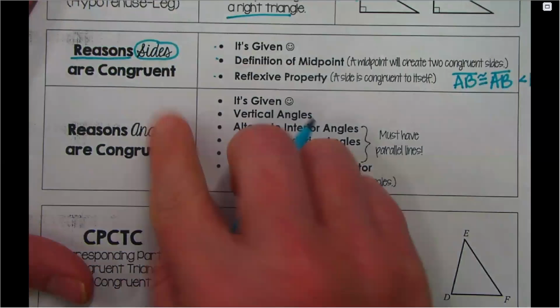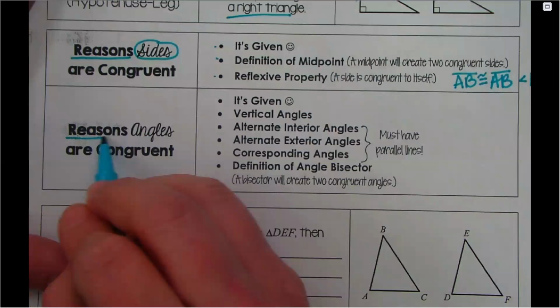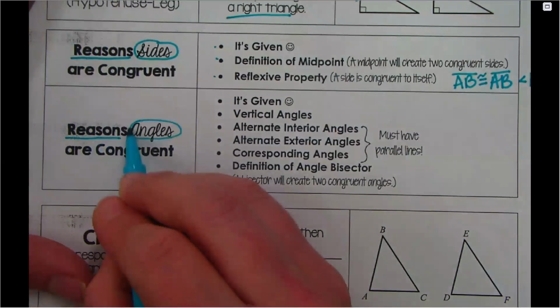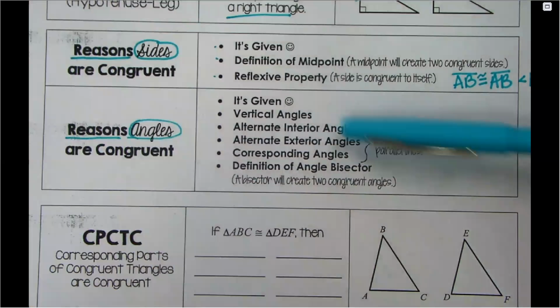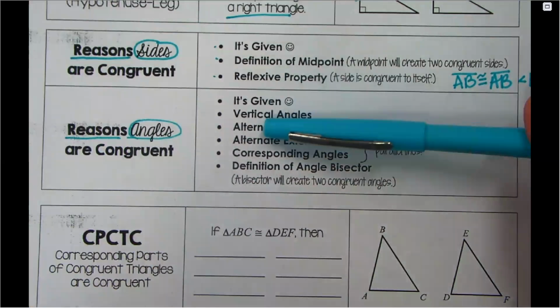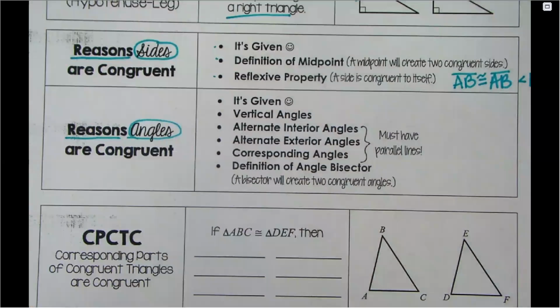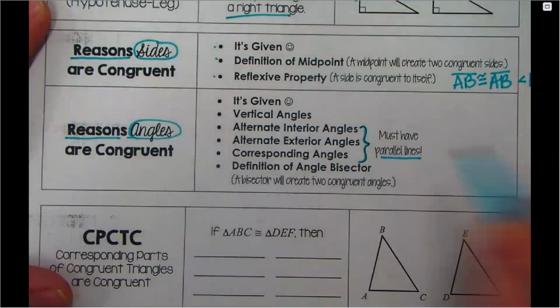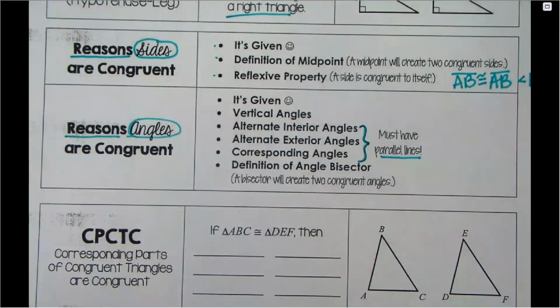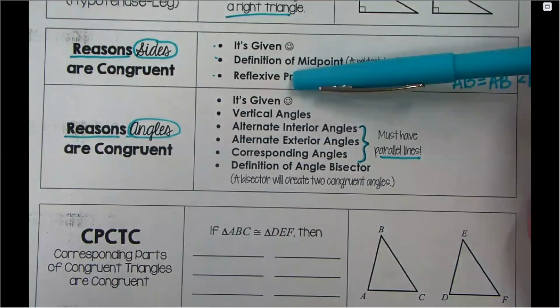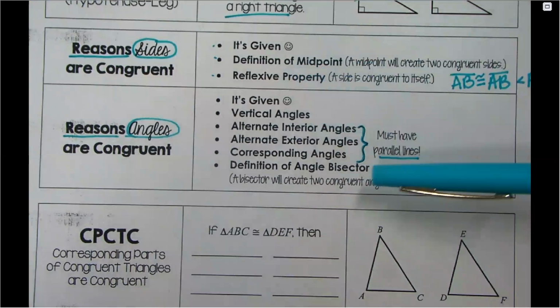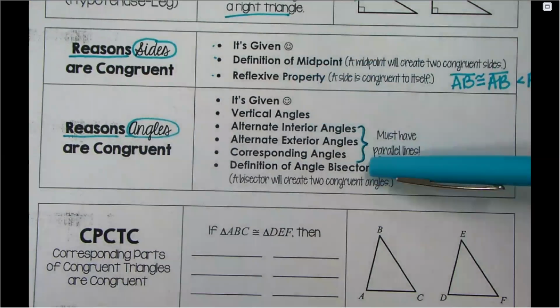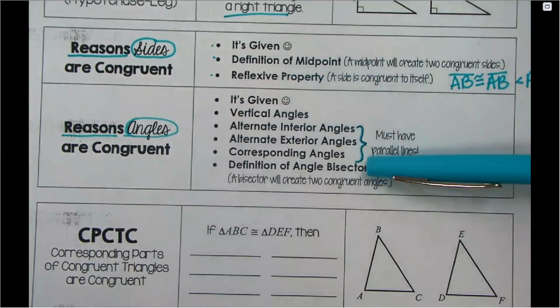Now, these are your reasons for angles. So if you are trying to prove that angles are congruent, you actually have 1, 2, 3, 4, 5, 6 options. But these 3 only apply if they tell you you have parallel lines. Otherwise, you just have given, vertical angles, or angle bisector. And you can't pull angle bisector out of the blue. Like, it has to tell you that there's a bisector.